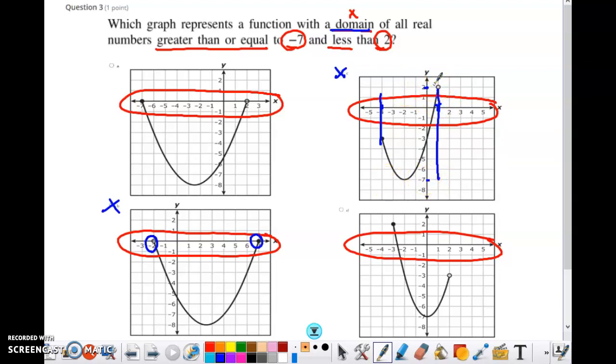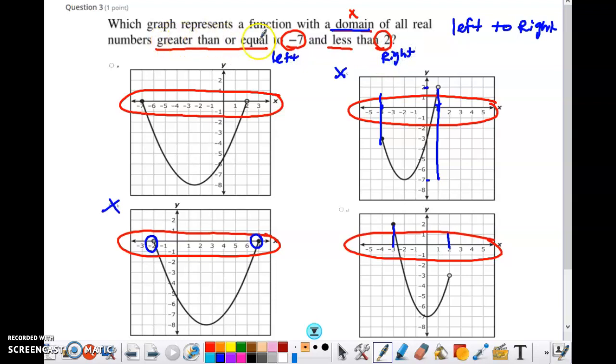Okay, and then this one is going from -3 to 2. But they try to trick you again because the range goes from -7 all the way to 2. So you have to understand that domain is the x. It goes from left to right. So -7 was on the left and 2 was on the right.